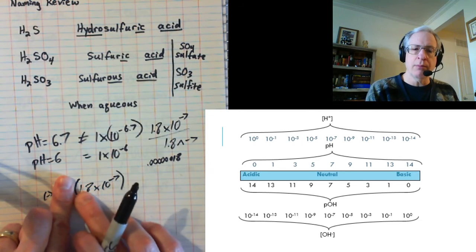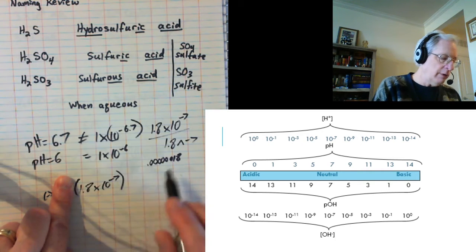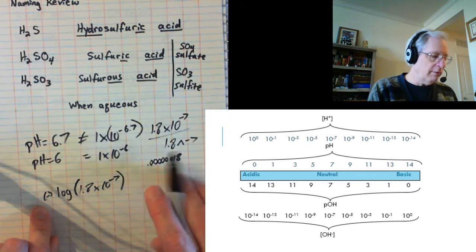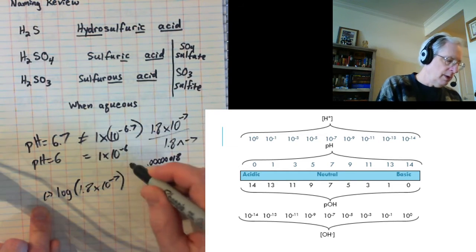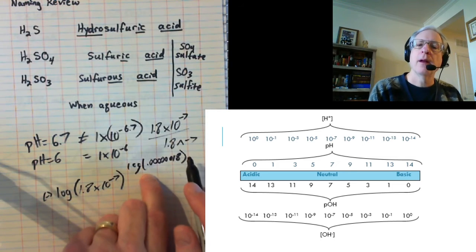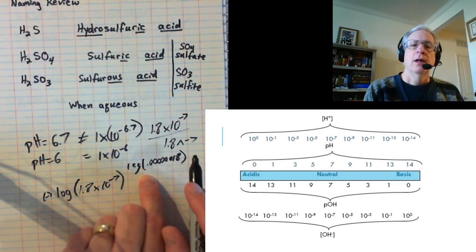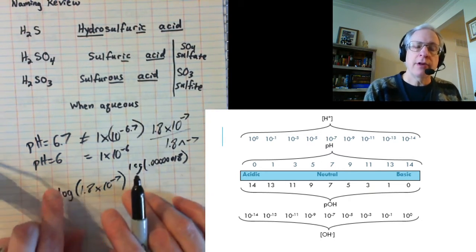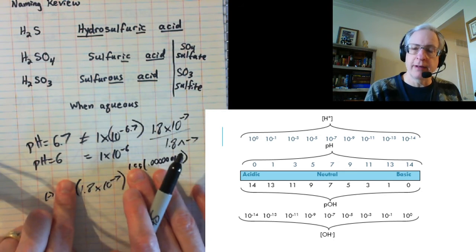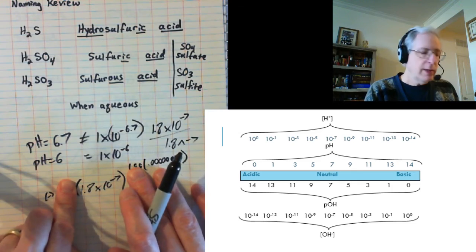You want to make 1.8 into 0.00000018, and then take the log of this. So you want the log of this to get the pH. So when you do these calculations on your calculator, make sure that you put the entire hydrogen ion concentration in parentheses so that you'll get the right answer.